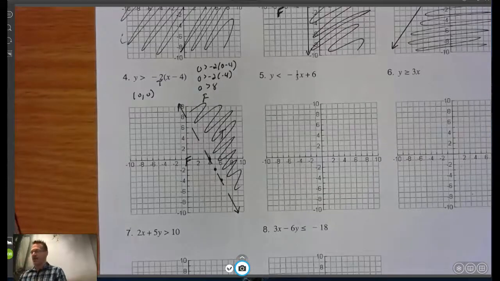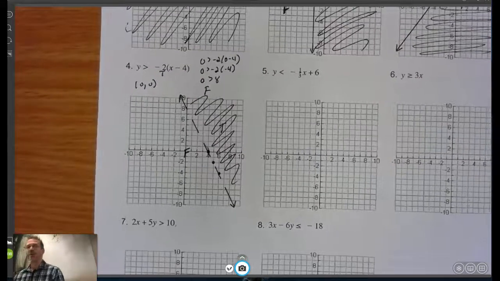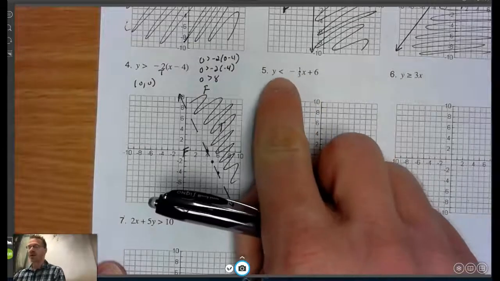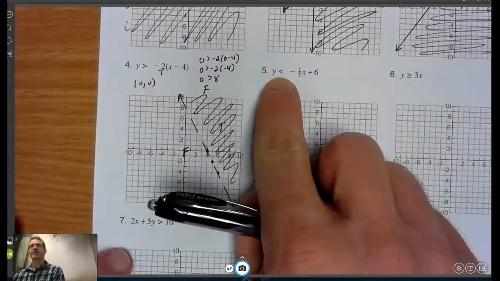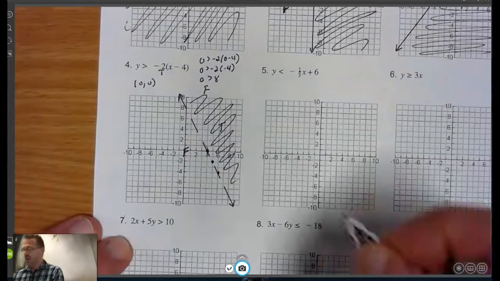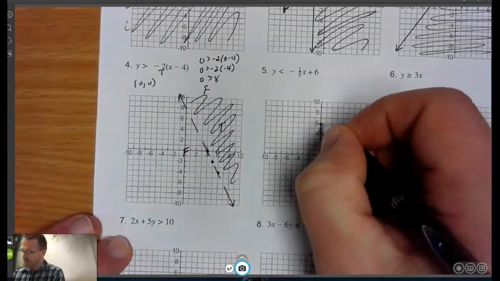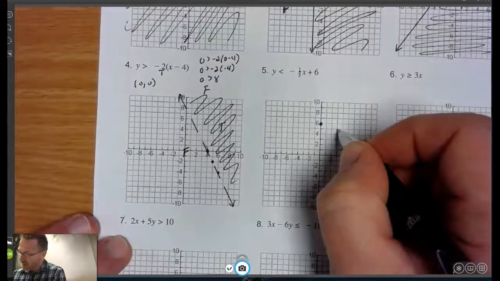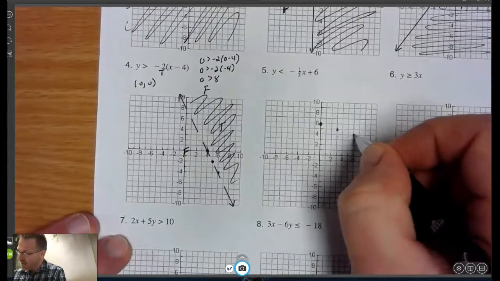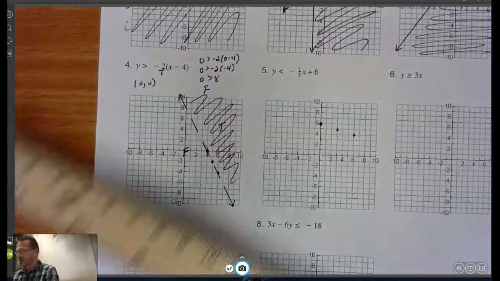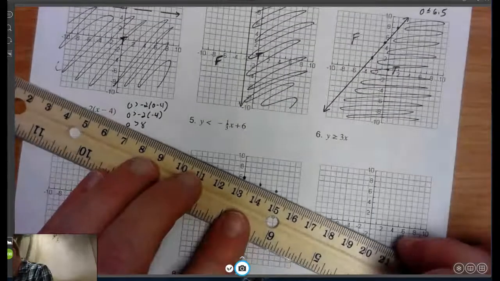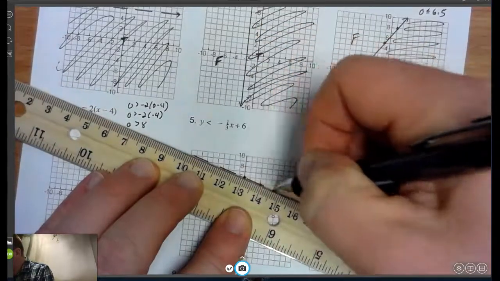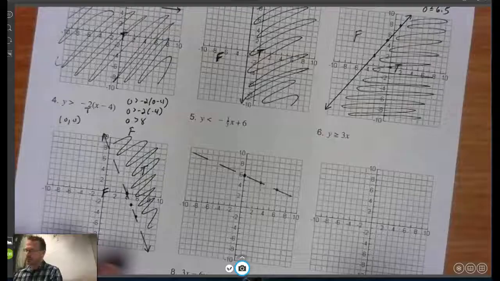All right, one final problem here. Let's look at number 5. It's slope-intercept form. It's y is less than, so I know it's going to be a dotted line. My starting point this time would be 0, 6. My slope is negative 1 over 3, so I'm going to go down 1, to the right 3, down 1, to the right 3, just like that. And like I said, it's going to be dotted, so let me draw that in real quick.